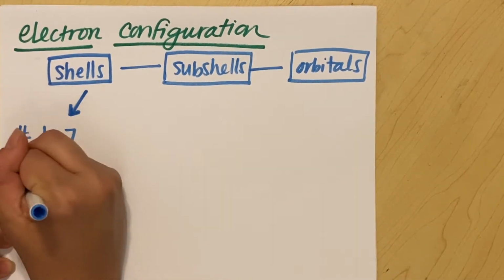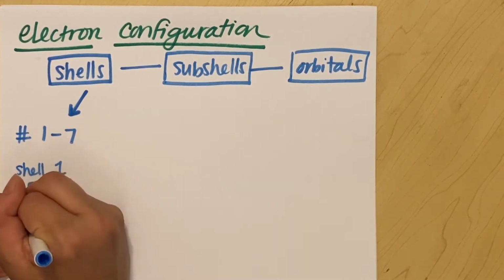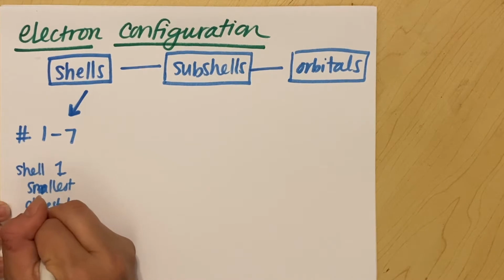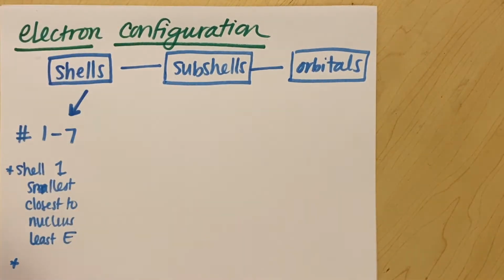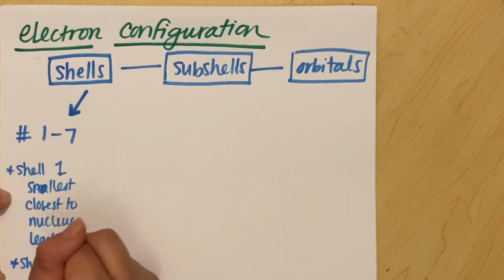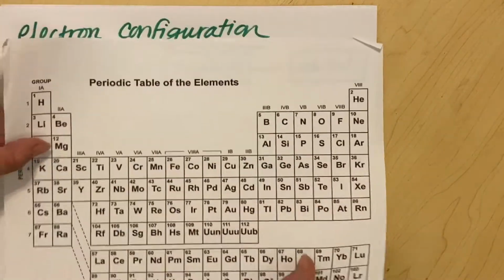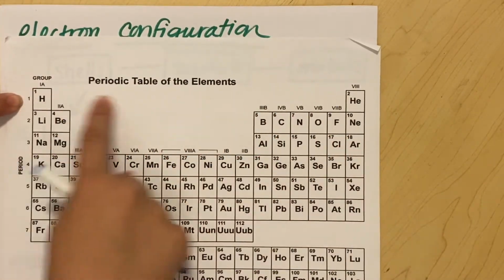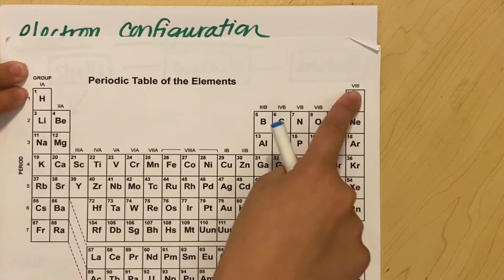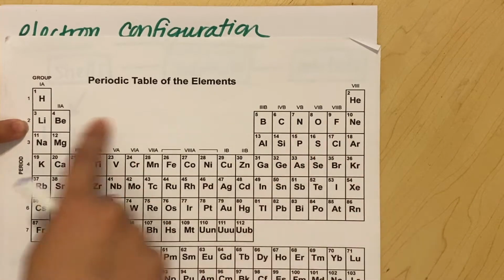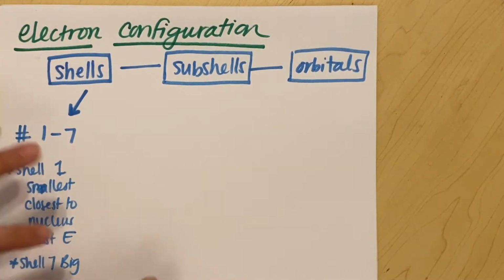Shell 1 is going to be the smallest, and it's going to be the closest to the nucleus with the least amount of energy. Shell 7 would obviously be the biggest, furthest away. I'm abbreviating, okay? Shell 1 would be the teeny tiniest one. Hopefully we already understand shells from Bohr structure, but shell 1 is going to have hydrogen and helium on it. Shell 2 is going to have all these guys. This is the part that we hopefully already understand.